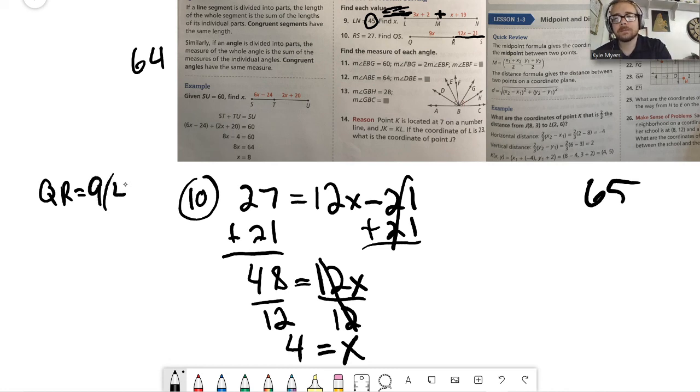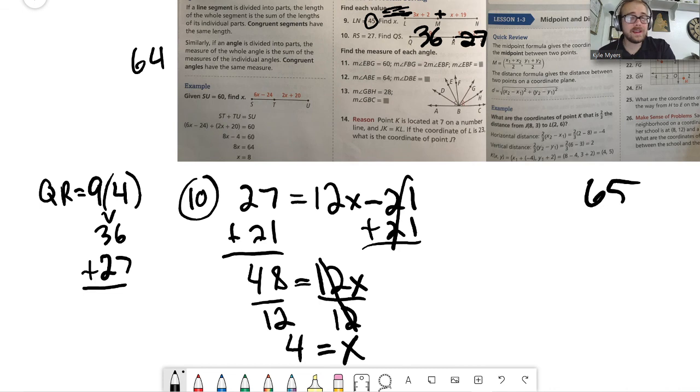So x is 4. 9 times 4 is 36. So this is 36. This is 27. If we just add those up, 36 plus 27: 6 plus 7, if you have trouble with that, it's 7 plus 3 is 10, and then 3 more is 13. 3 plus 2 is 5, plus 1 more is 6. And I get a big old 63 for the final answer for number 10. That's quite the doozy. So number 10, the final answer is 63.